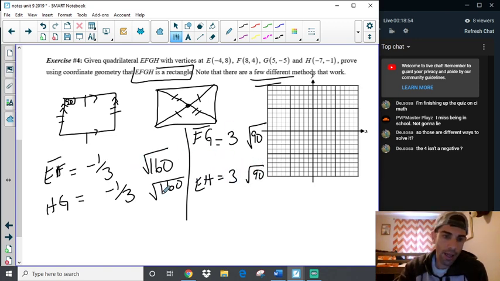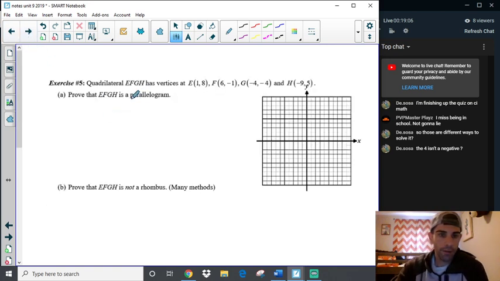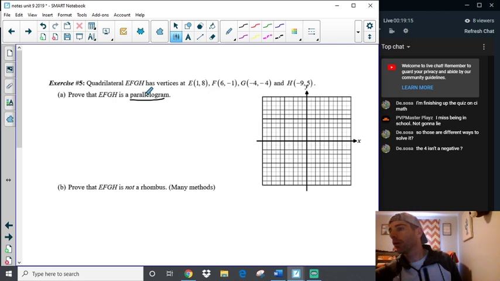So you can see opposite sides are congruent and parallel. And then if I take this slope, -1/3, it is perpendicular to its slope of 3, or 3/1. Okay, so it's a parallelogram, just like we just talked about. You could find the distance, opposite sides, all that great stuff for that question there.